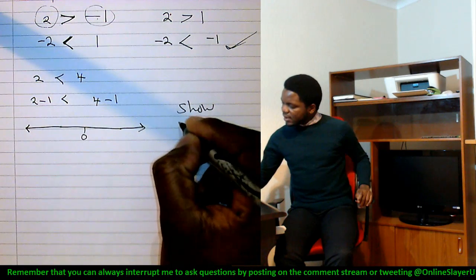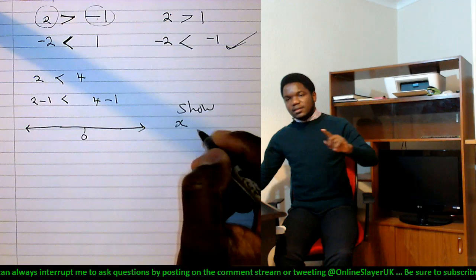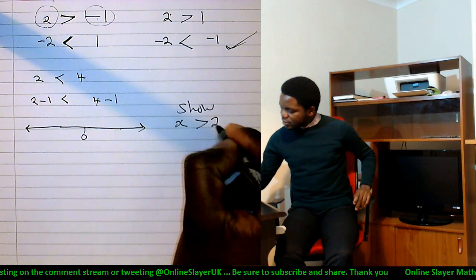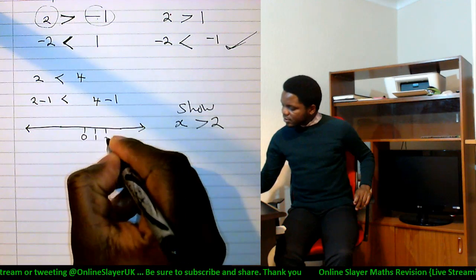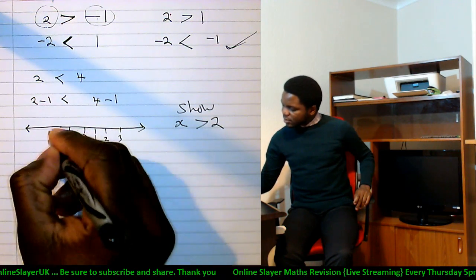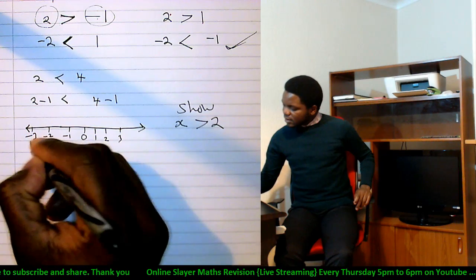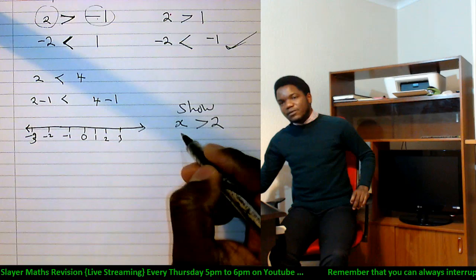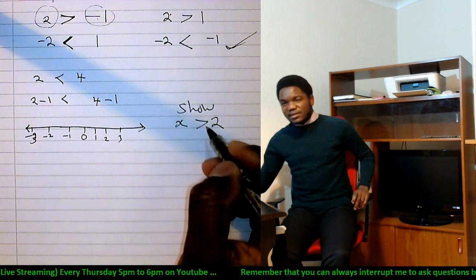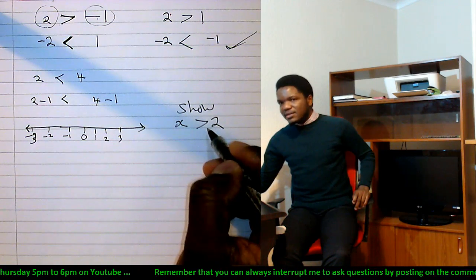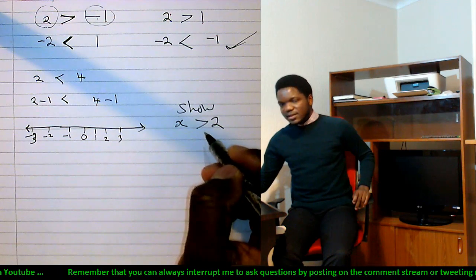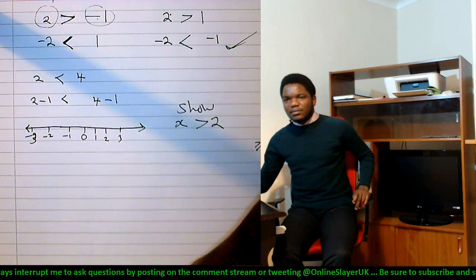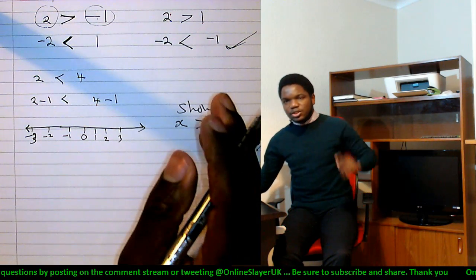The following: show me the list of numbers where x is greater than 2. What you'd simply do is draw out your number line, and here I'm asking for a list of numbers that are greater than 2, not greater than or equal to 2. This is not giving you the greater than or equal sign. It's simply asking for numbers that are greater than 2, strictly greater.